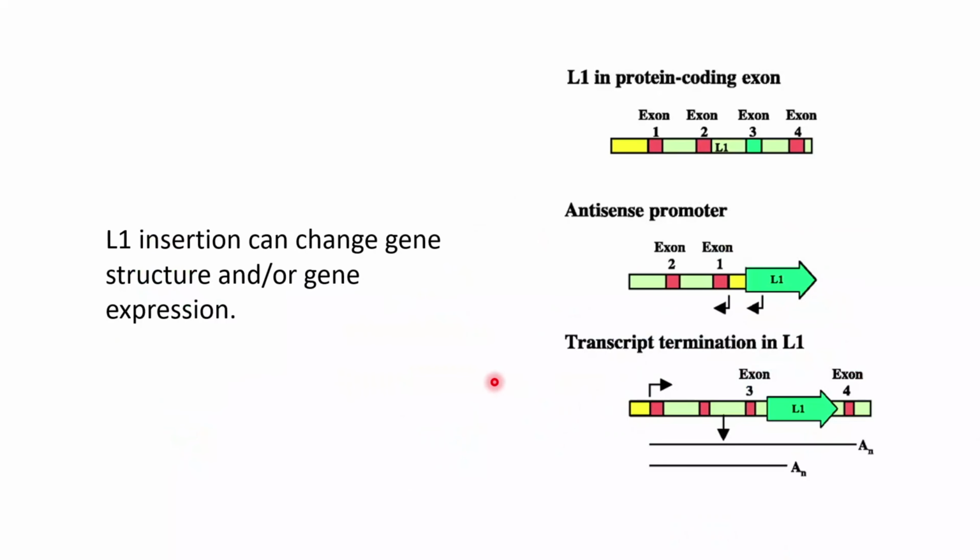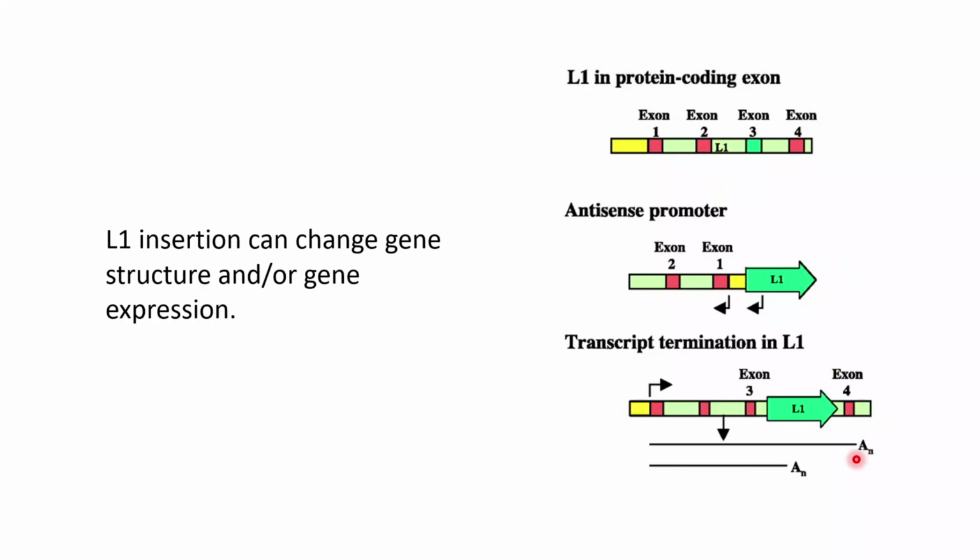The L1, for example, has three mechanisms through which it causes changes in the expression of a gene. The first one is by inserting directly into the exon. Second one is by inserting in a place where it actually leads to the L1's anti-sense promoter being used to transcribe the exons, and so the transcription goes in the opposite side of the protein that is being messed up.